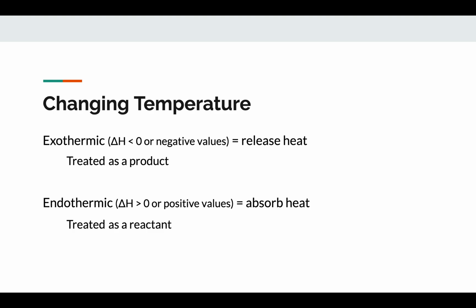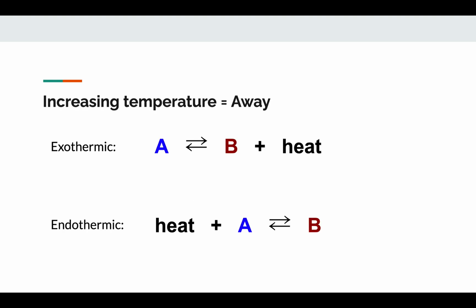The same thing will happen with heat energy. You do need to remember exothermic is releasing energy. So essentially, heat can be treated as a product. And endothermic is absorbing heat, and we can treat heat as a reactant. And we use it in exactly the same way. What we want to do is, if we increase heat, we're going to tip the balance towards heat, and then we'll move back towards where we want to go.